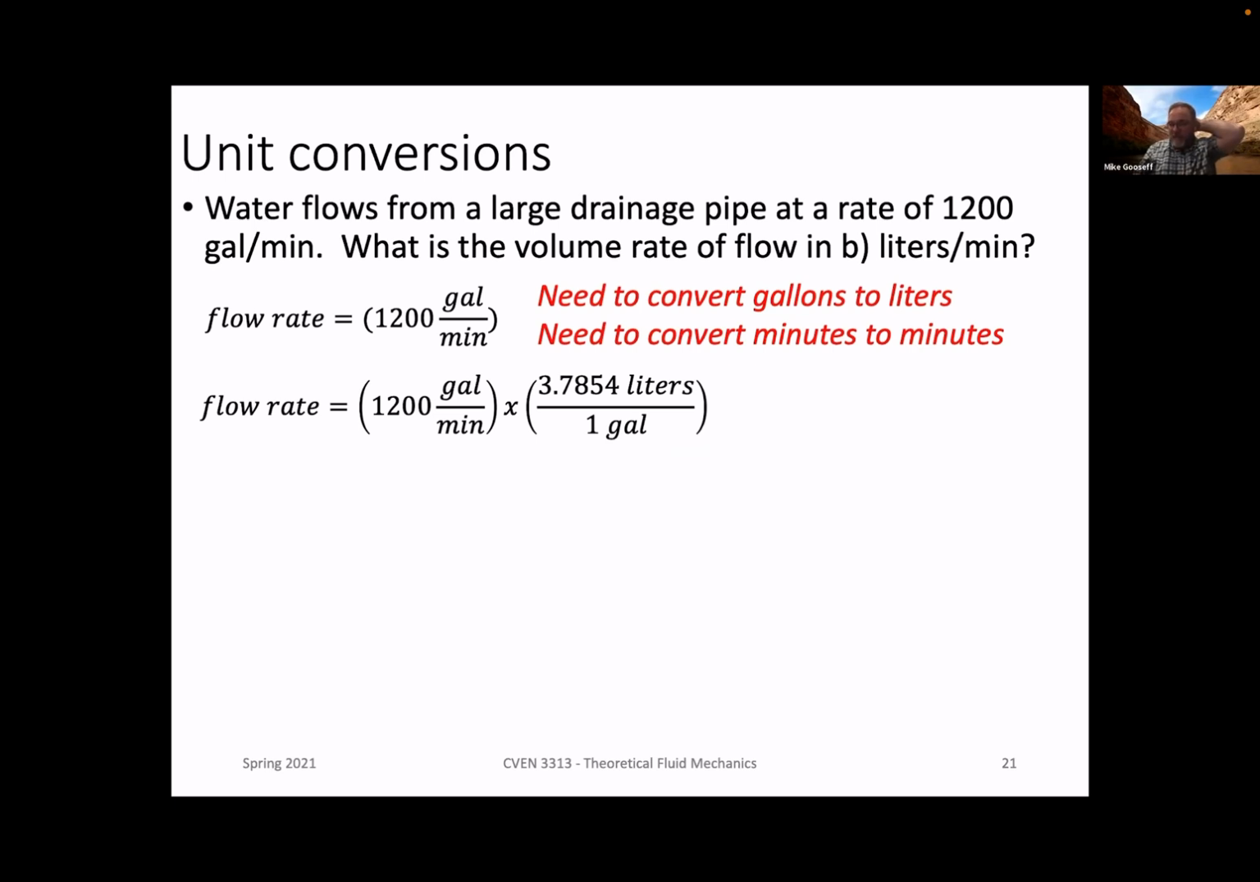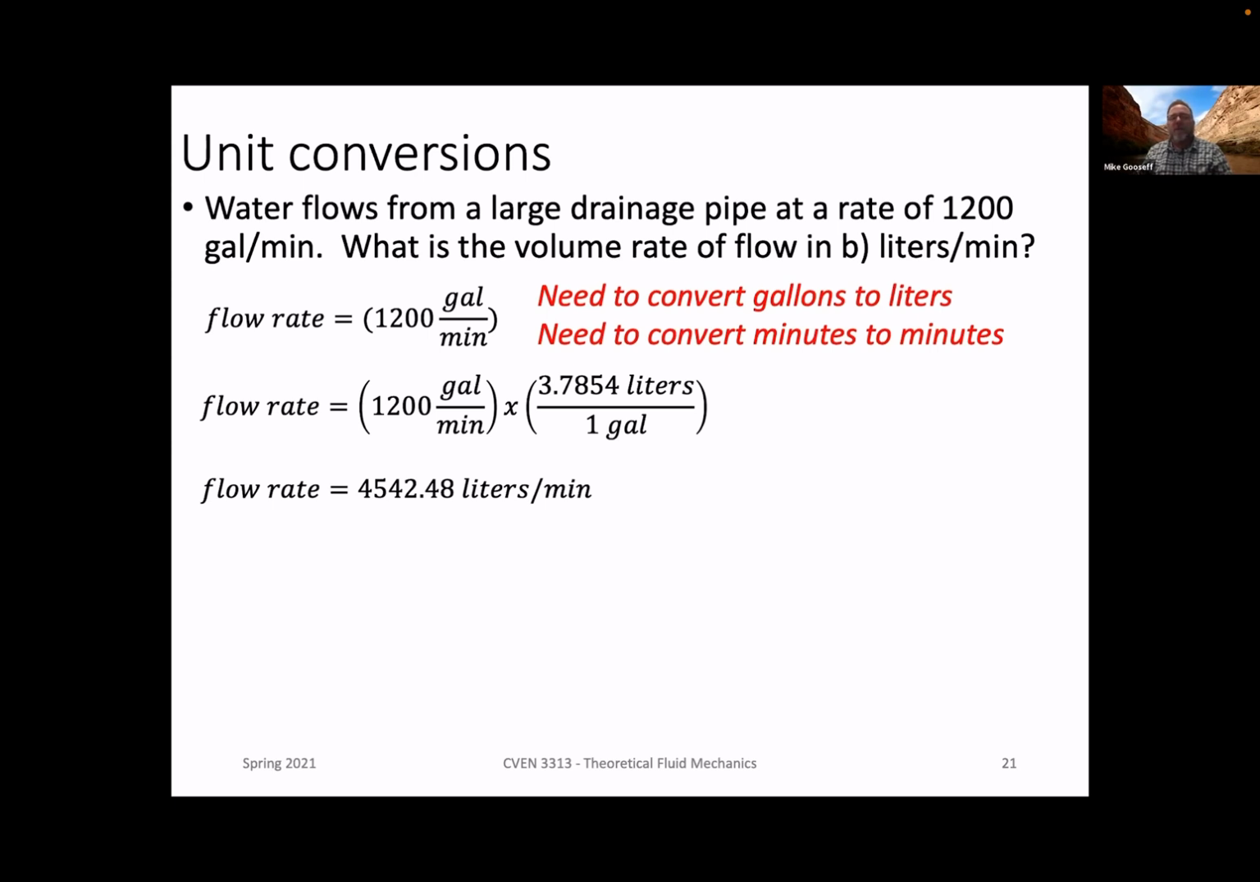Now, in this case, I can't remember if I used your table. I think I did use the table, actually, to find this. So table E, I think, .2 was this one, where I got 3.7854 liters is in 1 gallon. And again, I've set this up so that the gallons will cancel, and we'll end up with liters per minute. Okay, so liters in the numerator, minutes in the denominator. When we do this math, we end up with 4,542.48 liters per minute. So that's fairly precise.